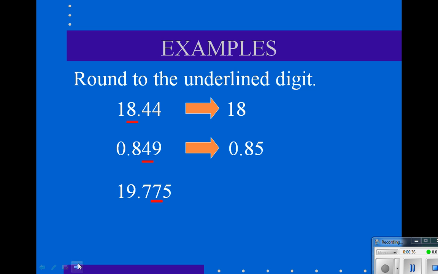0.85, or 85 hundredths. The next problem, let's look at the 5. It makes the 7 become an 8. And the next problem, it's a 0. So 4.004 is going to be closer to 4.